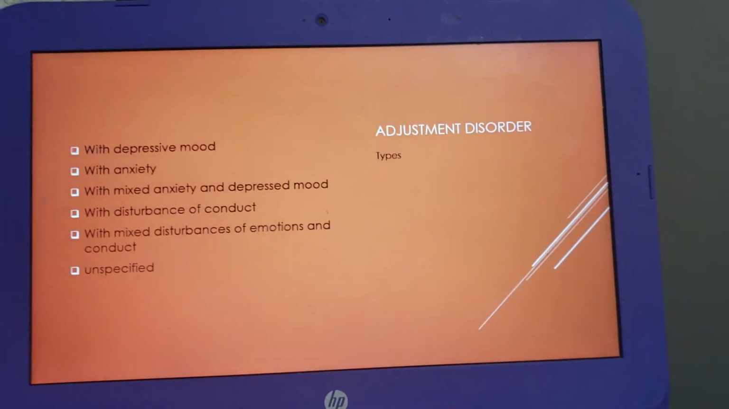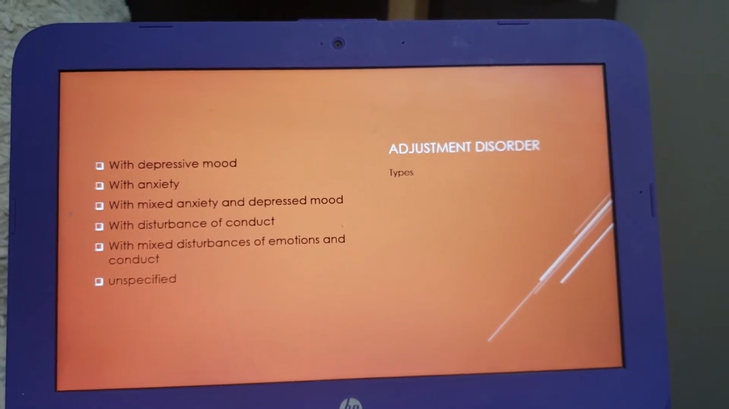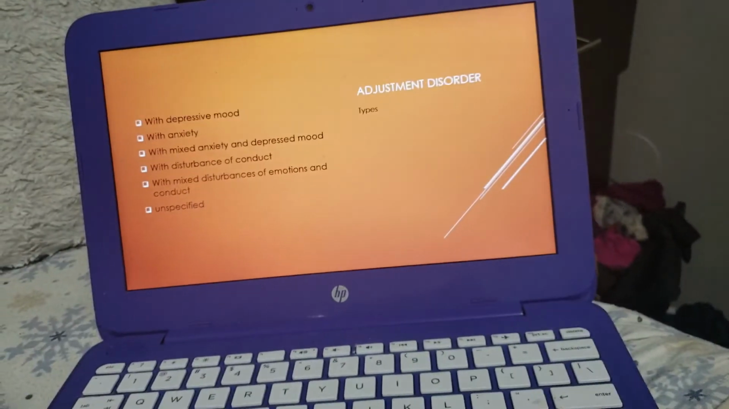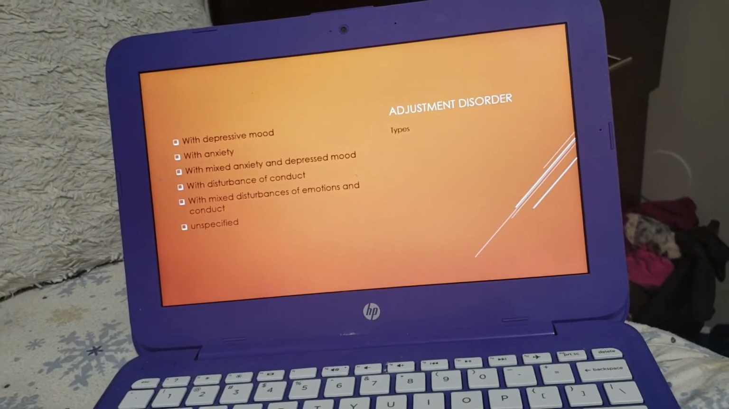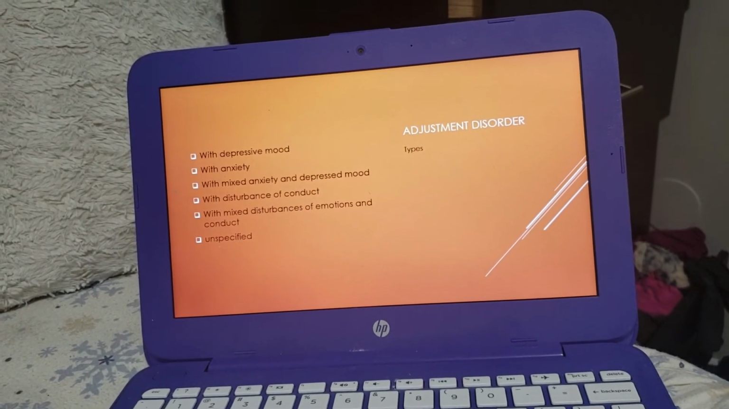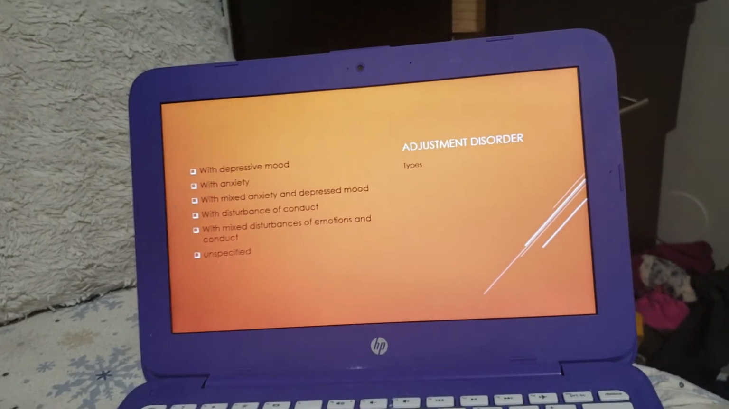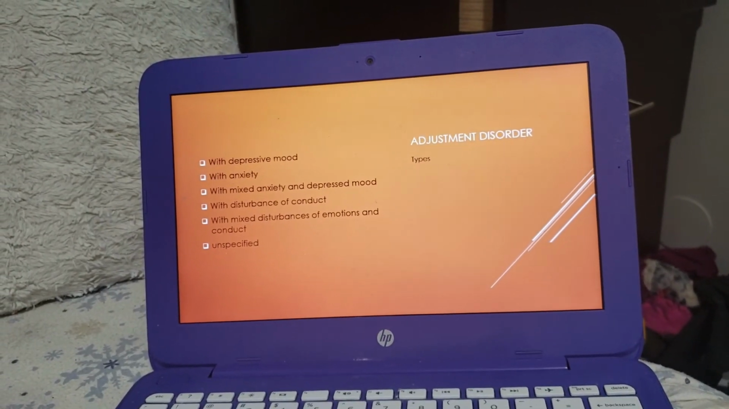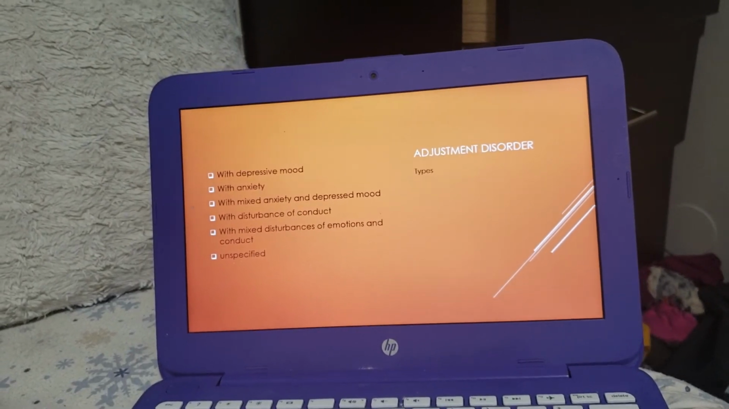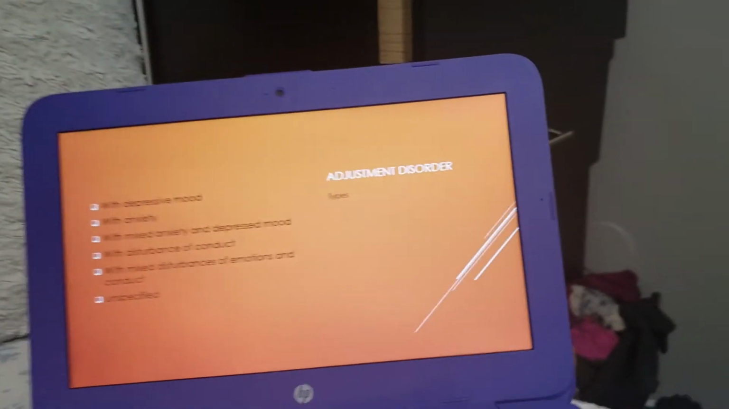So, these are the adjustment disorder types. It could be with depressed mood, with anxiety, with mixed anxiety and depressed mood, with disturbance of conduct, with mixed disturbances of emotions and conduct, and it also could be unspecified. But I would not use unspecified if you're working in a mental health facility, because you will not be able to bill for that service.